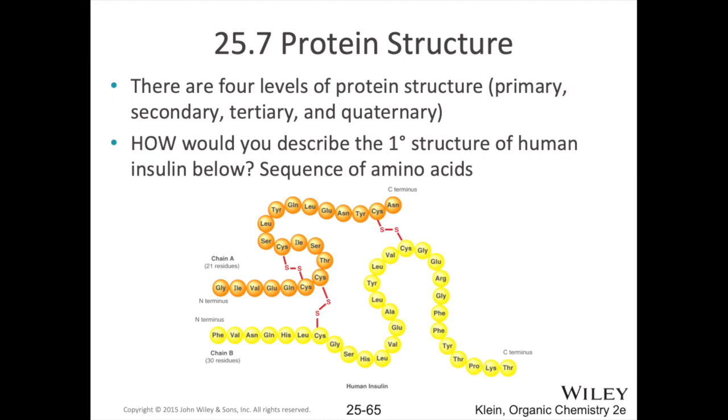So that is the first level of how proteins form. I mentioned that the sequence in which we connect these amino acids is very important, and that is the primary level of protein structure. There are four levels of protein structure that determine the shape of your protein, and they're named, as you would expect, primary, secondary, tertiary, and quaternary. Primary structure, as I mentioned, is the sequence of amino acids, the order in which those amino acids are connected together in your peptide chain.